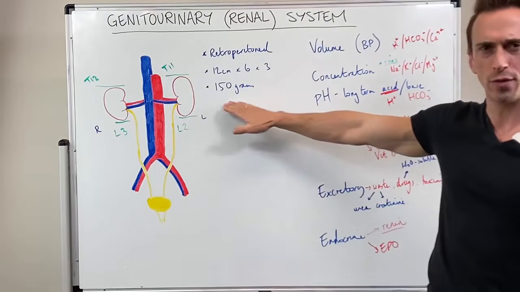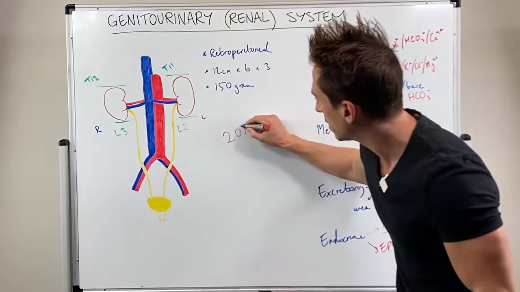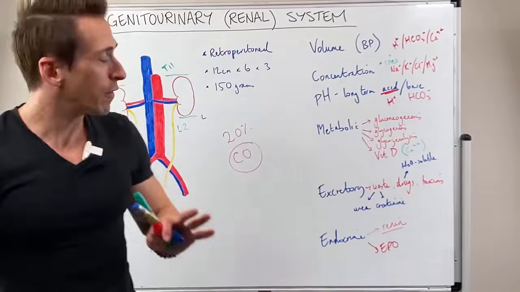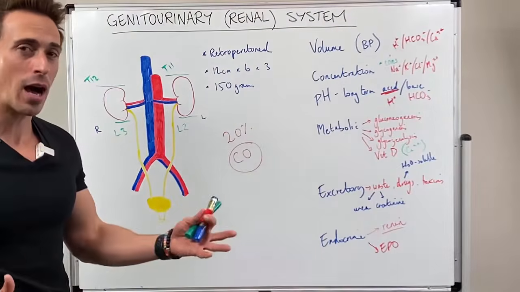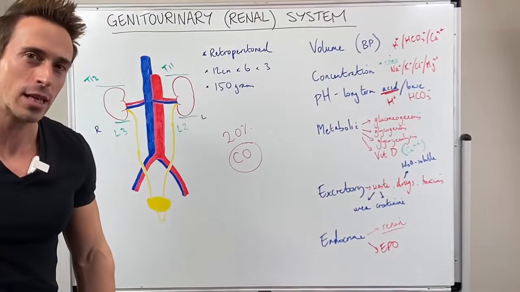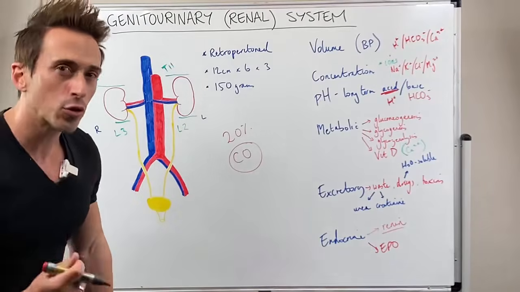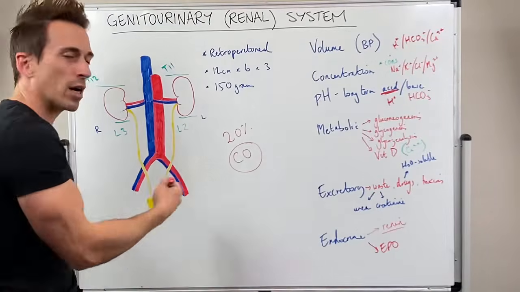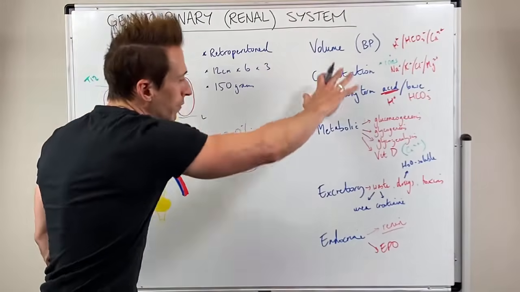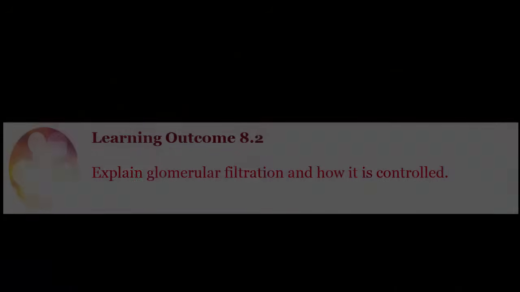They only weigh 150 grams, but they take around about 20% of our cardiac output. That means of the 5 litres of blood pumped out of our heart every single minute, 20% of that goes to the kidneys. That's how important they are. So they need oxygen, they need nutrients, and they need to be able to filter all this blood. And when they filter the blood, they do all of these particular roles. So this is a quick run through of the kidneys.